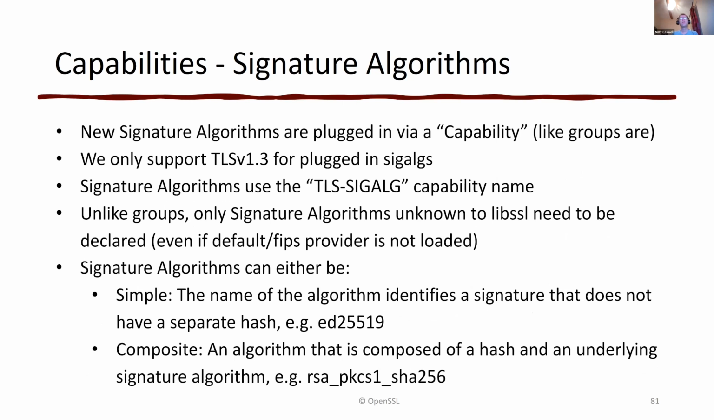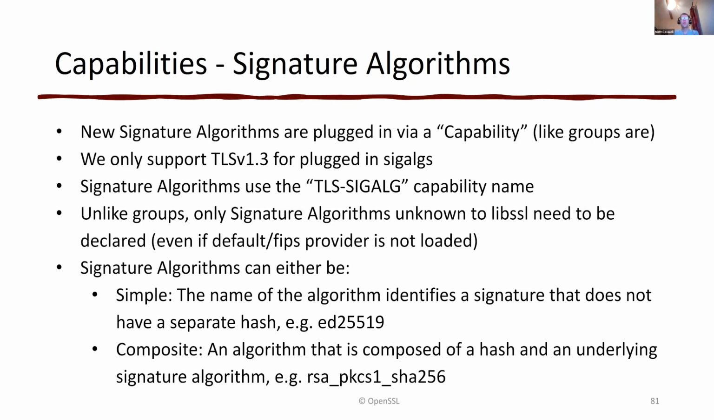So new signature algorithms, they're plugged in via a capability, in the same way as groups are. For ones which aren't already known to OpenSSL, so ones which we're plugging in, we only support TLS 1.3 and above. And the signature algorithm capability name is TLS-sigalg. As I said before, only the ones which are completely unknown to libssl do you need to declare. They come in two types. There's simple and composite signature algorithms.